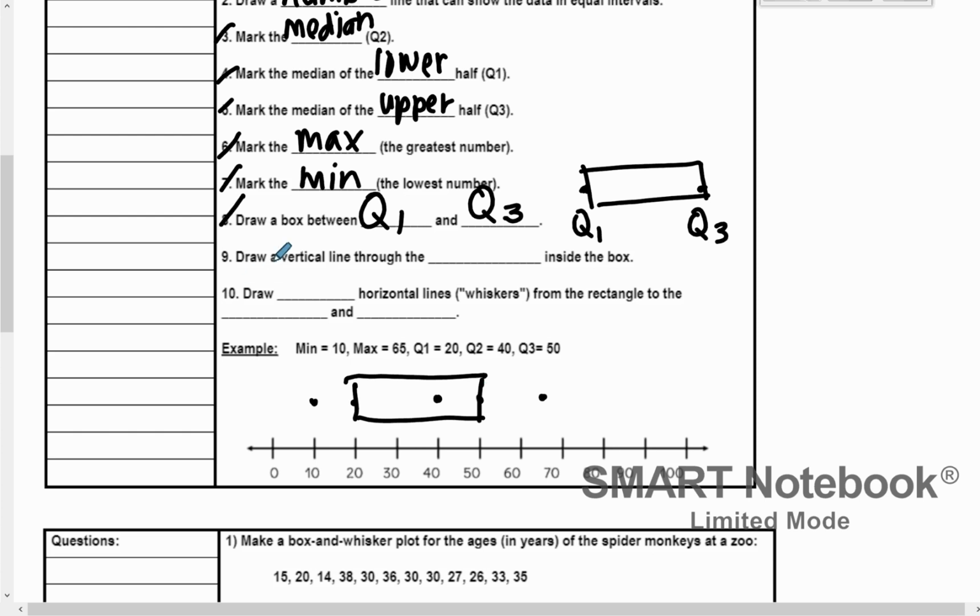Okay. Then we draw a vertical line through the median, the Q2. So we just draw that line straight down there. Lastly, we draw two horizontal lines, which are our whiskers, from the rectangle, that box, to the min and the max. Okay, so these were our whiskers from the picture above. We just draw from that dot out to our min, from this dot out to our max. And that is a box and whisker plot.